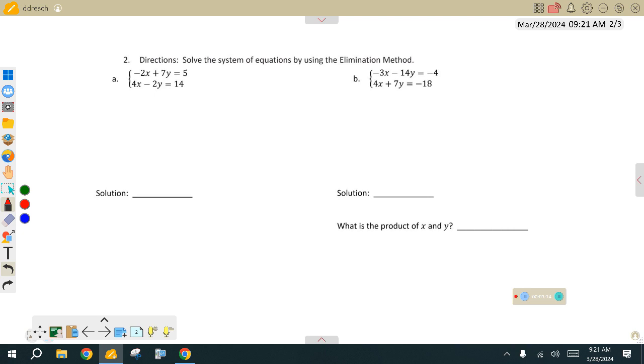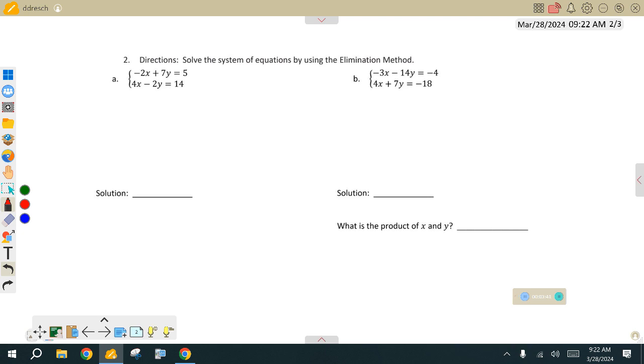Says Eva. If this negative 2x and this 4x, what do these need to become? This negative 2x needs to become a negative 4x. If this was negative 4x and this was a 4x, what's going to happen then? They're going to cancel out. Right, they're going to eliminate.